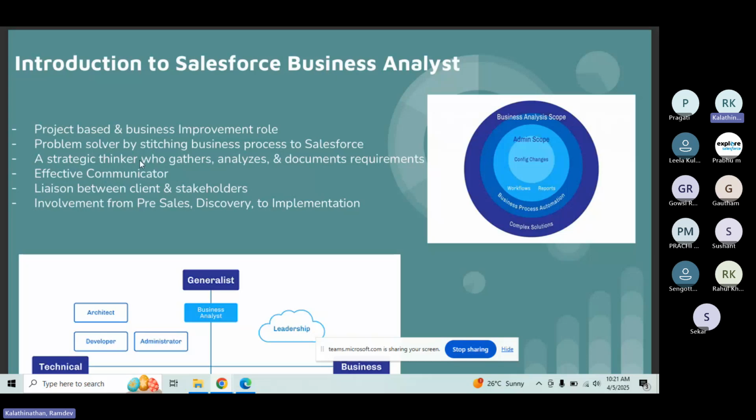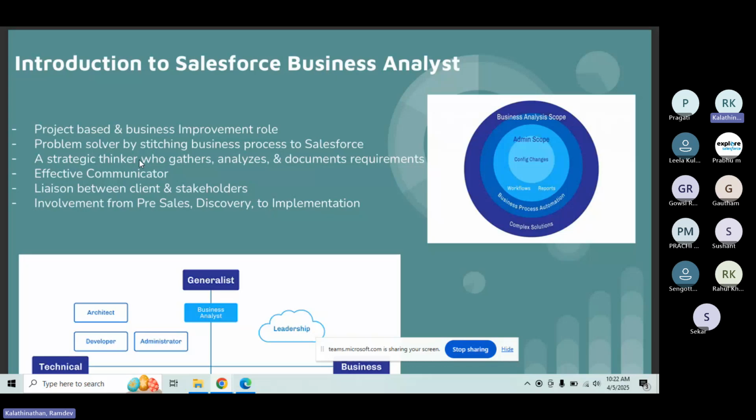And then you have to be an effective communicator. Your communication skills have to be really, really good. You also have to be able to speak in such a way that you're able to talk to clients, stakeholders, the development team and your entire team for that matter. As a business analyst, you play a listening role between the client and stakeholders. It's more like a bridge.